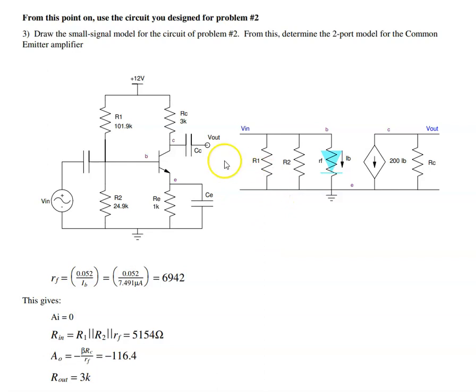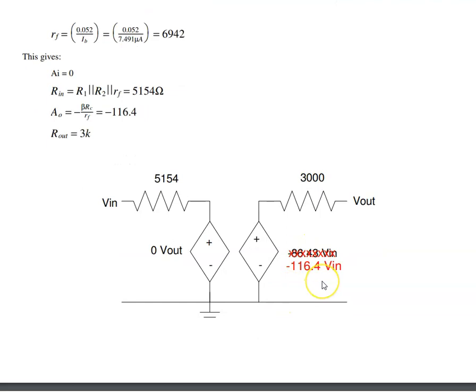Now to find the two-port parameters. Looking in, I just see R1 in parallel with R2 and in parallel with RF, 5154 ohms. For the output impedance, I short the input, IB is 0, beta IB is 0. All I see out is RC, 3K. And then the gain: apply 1 volt in. The output voltage will be minus 116 volts. So there's your gain, and here's your two-port model.